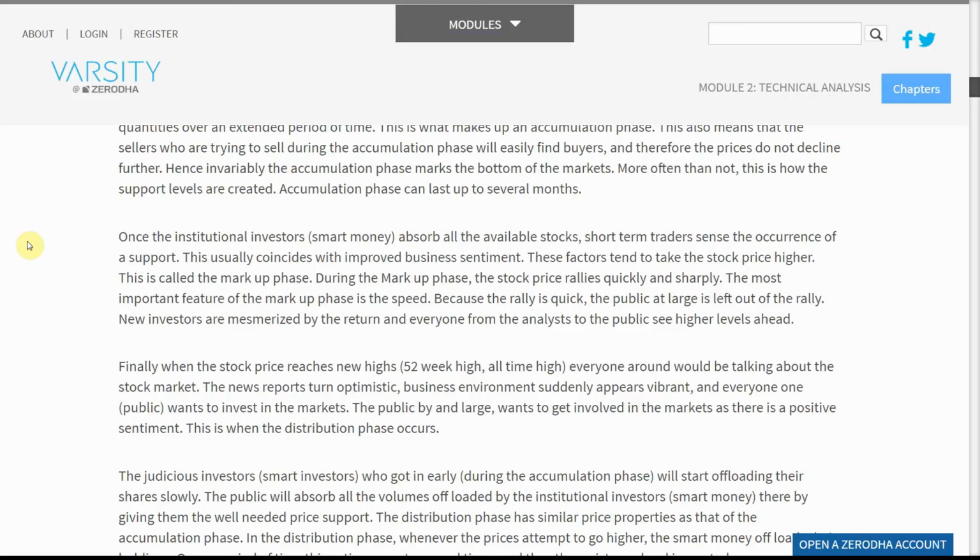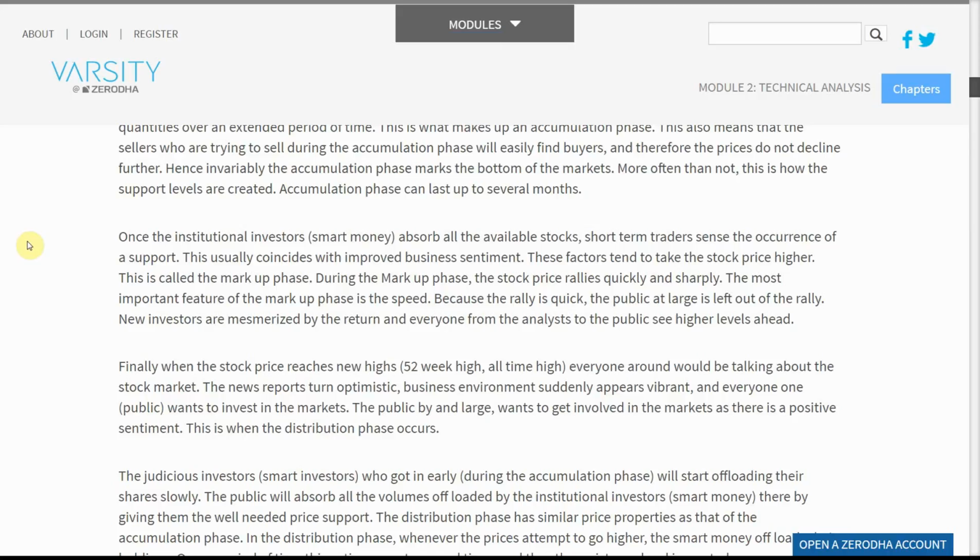Because the rally is quick, the public at large is left out of the rally. New investors are mesmerized by the return, and everyone from the analysts to the public see higher levels ahead. Finally, when the stock price reaches new highs, 52-week high, all-time high, everyone around would be talking about the stock market. The news reports turn optimistic. Business environment suddenly appears vibrant, and everyone, public, wants to invest in the markets. The public, by and large, wants to get involved in the markets as there is a positive sentiment.